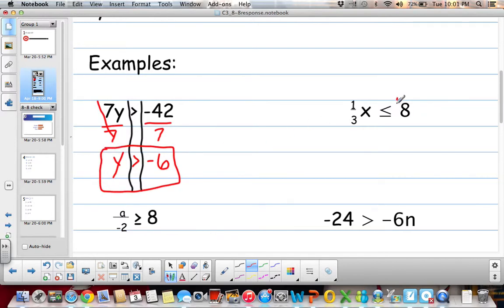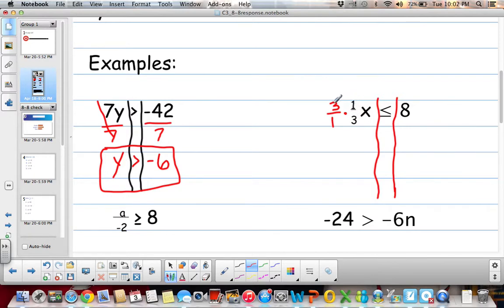Okay, if we have 1/3 x is less than or equal to 8, we look at the left side because that contains our variable. We want to get x alone, so we need to get rid of 1/3. X is being multiplied by 1/3, so we would divide both sides by 1/3. Dividing by a fraction is the same as, if you remember, multiplying by the reciprocal. So instead of dividing both sides by 1/3, we can just multiply by the reciprocal, which is the flip of the fraction.